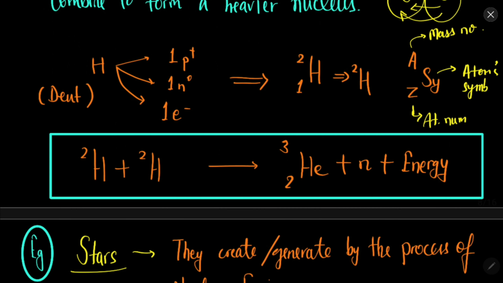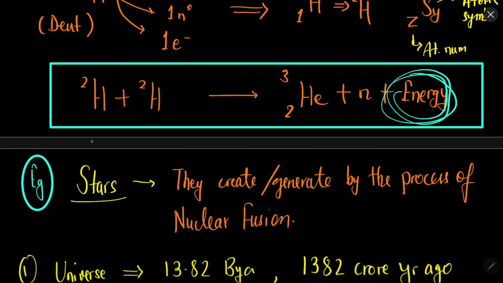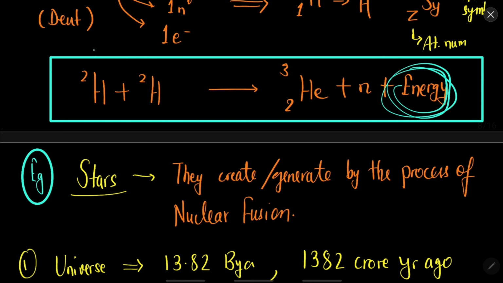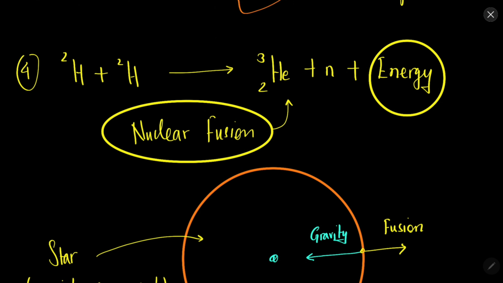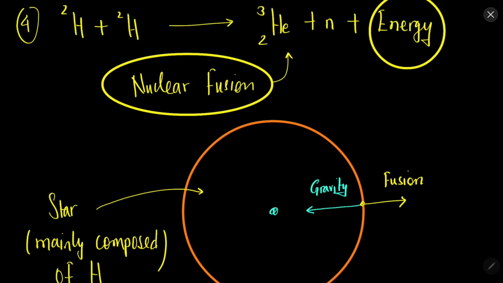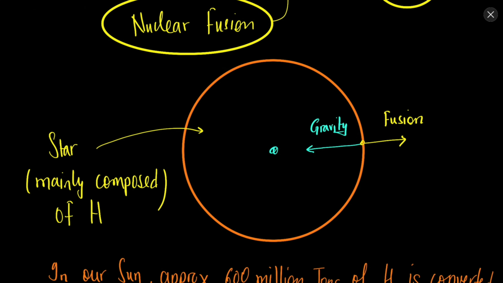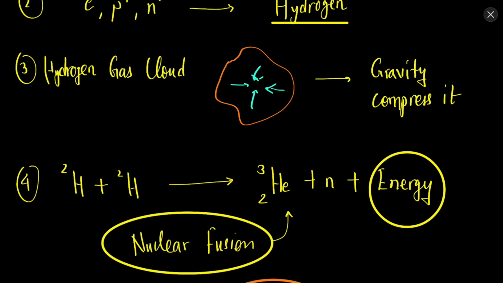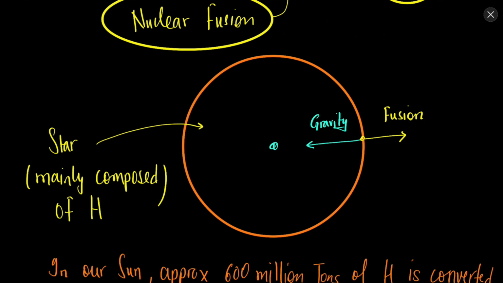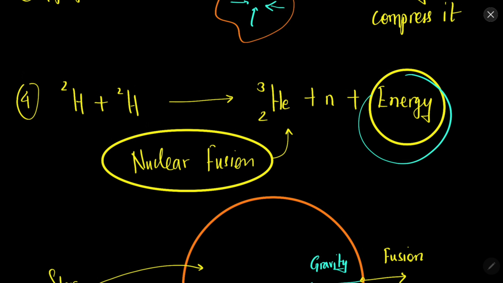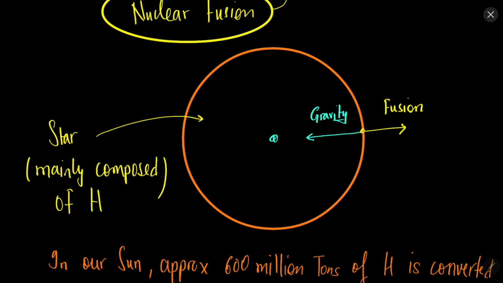So in the nuclear fusion process, some of the mass is converted into energy, and this energy is released in the form of heat and light. So nuclear fusion starts when gravity compresses the hydrogen cloud. So we have two forces: gravity trying to compress the star, and fusion, which is trying to blast the star. Okay, fusion releases energy which will blast the star. So the star has these two forces.